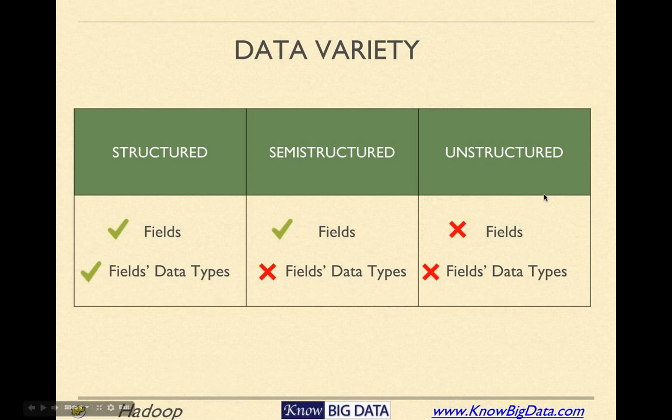So structured means we know what the fields and the data types are. But in semi-structured, we know what the fields are, but all are in a string format or in binary format. We do not know their data types. So this is data variety. Okay.